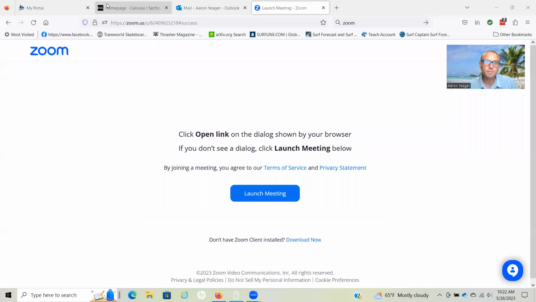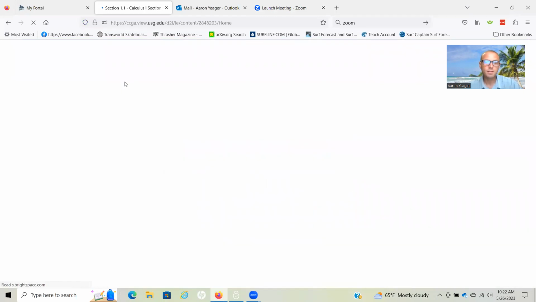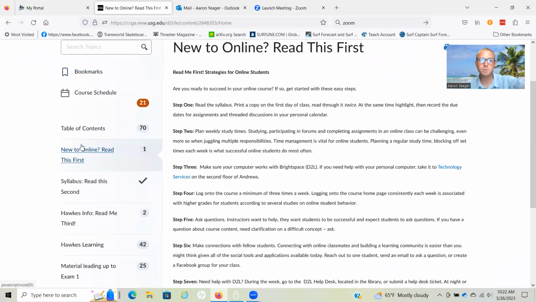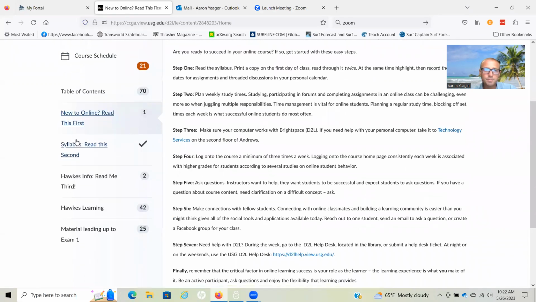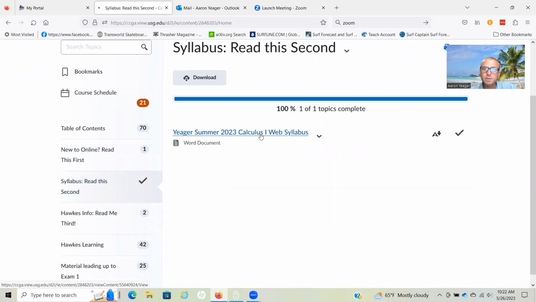So I'm going to share my screen here. Okay, so everything's going to be in D2L. We're going to start by going to content. There are a few things you should look at before going into everything with the course. Definitely read about how an online course works. And then let's look at the syllabus here.